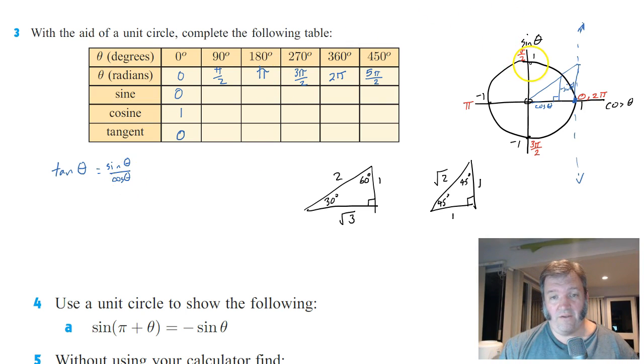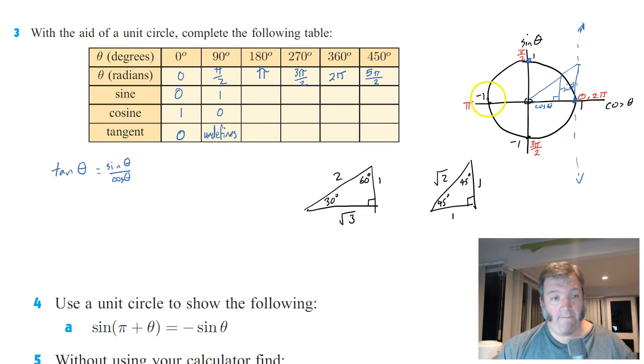Now at 90 degrees, I'm at the top here. Clearly my y coordinate is 1, so the sine of theta is 1. The cosine, I'm neither left nor right, so the cosine is 0. And the tangent, well, you can see if the radius is going straight up, it's never going to hit this tangent. Or if we use this rule here, 1 divided by 0, undefined, isn't it? And you get the idea.